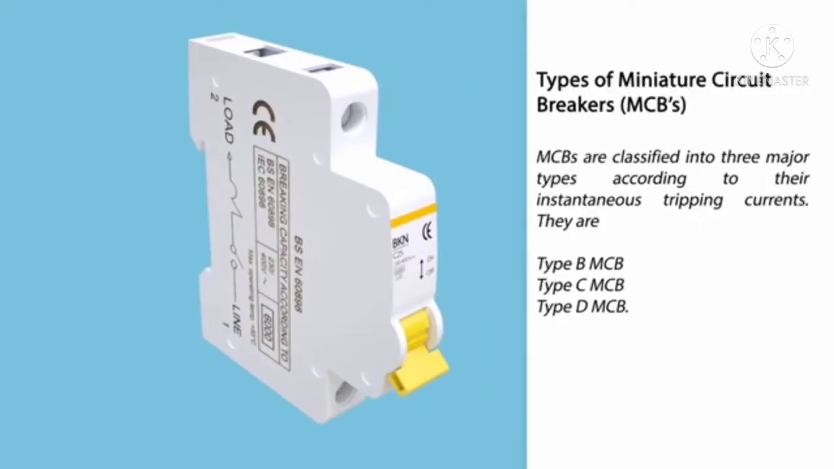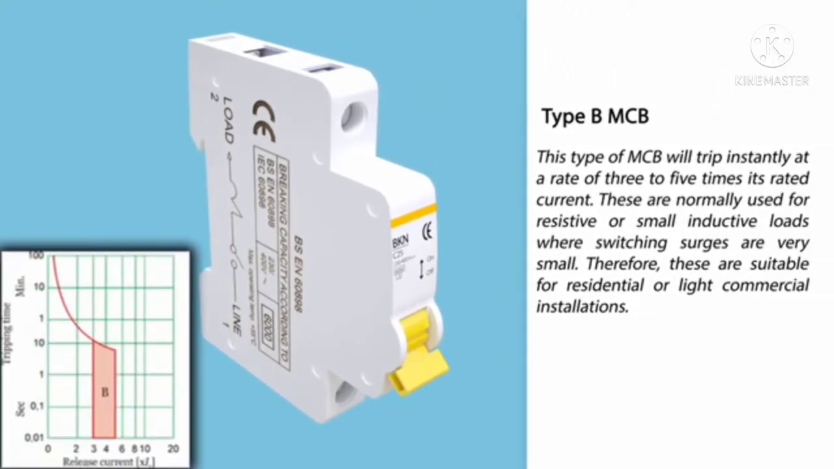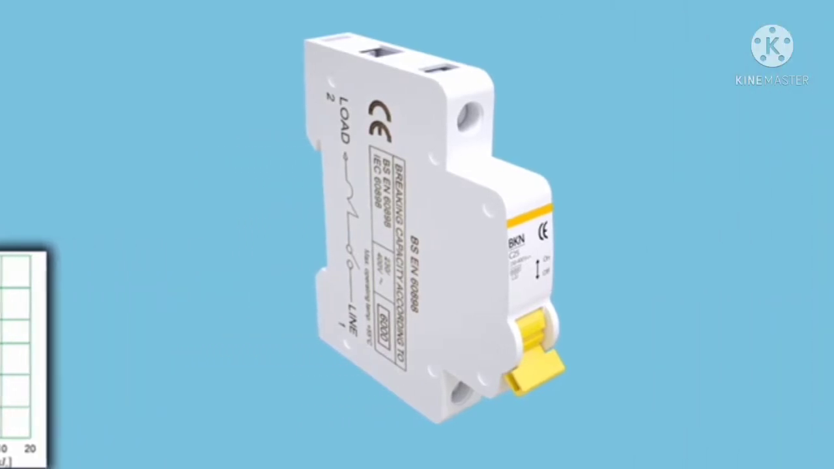Okay, and the next is types of miniature circuit breaker, that means MCBs. MCBs are classified into three major types according to their instantaneous tripping current. They are type B, type C and type D. So first we are going to discuss type B MCB. This type of MCB will trip instantly at three to five times its rated current. These are normally used for resistive or small inductive loads where switching surges are very small. Therefore, these are suitable for residential or light commercial installations.